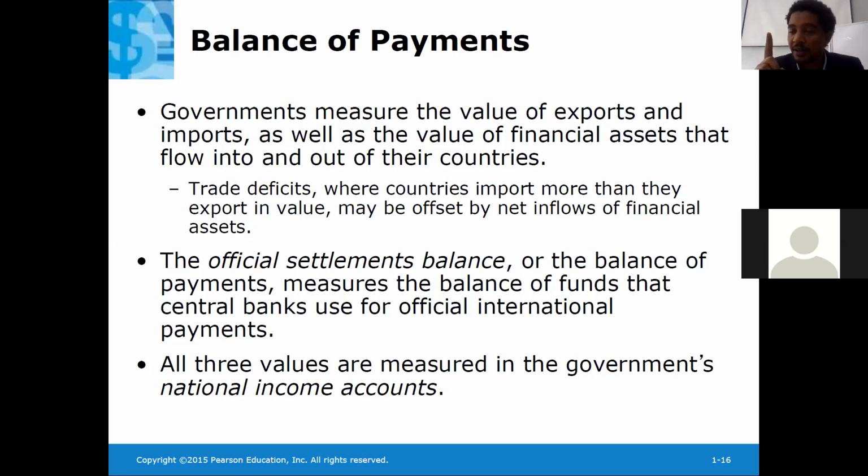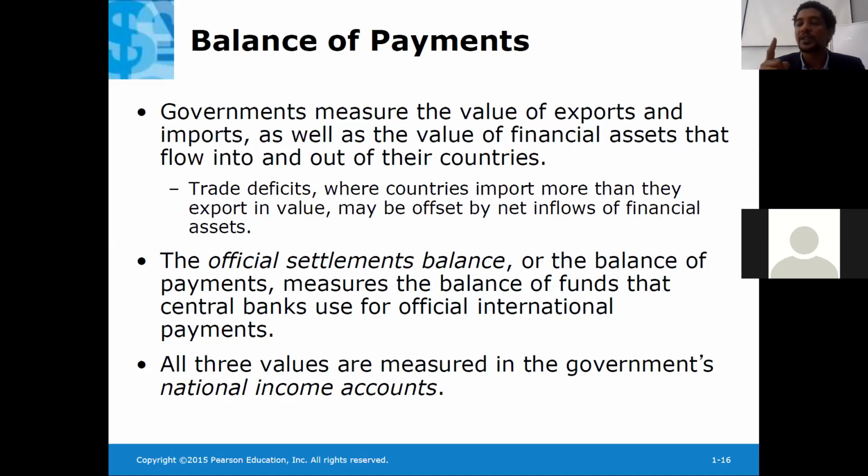But still, as we have said, for example, the US has a huge trade deficit, okay? But it doesn't mean that the US economy is in a bad shape, right? The US economy is the world's greatest or the world's biggest economy, right?